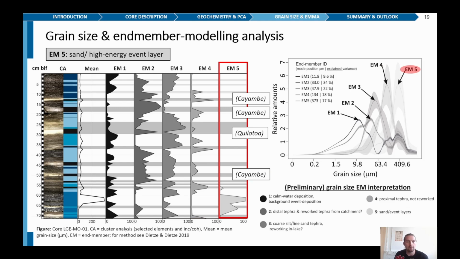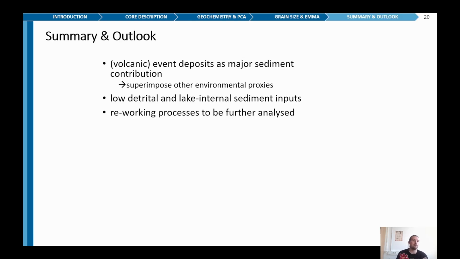And then we have end member 5, the only end member which is really easily interpreted, as it has a major peak in the coarse-grained event layer. Yes, let's sum it up. The sediment core is characterized mainly by event deposits, volcanic event deposits as a major sediment contribution. We have low amounts of detrital and lake internal sediment inputs, which makes sense as the catchment is rather small, and we could see some reworking processes taking place, which have to be further analyzed.